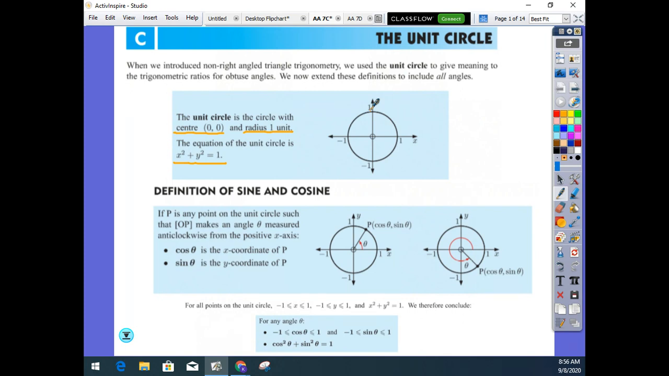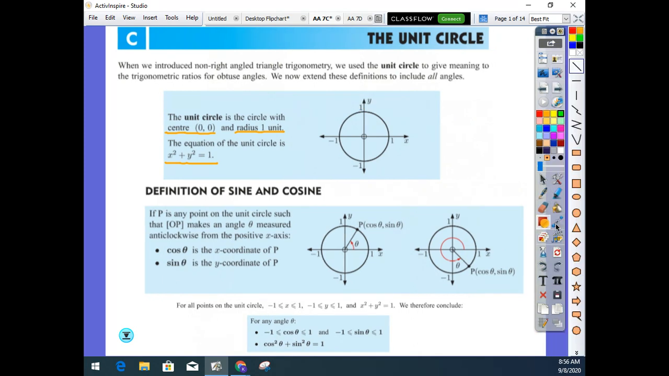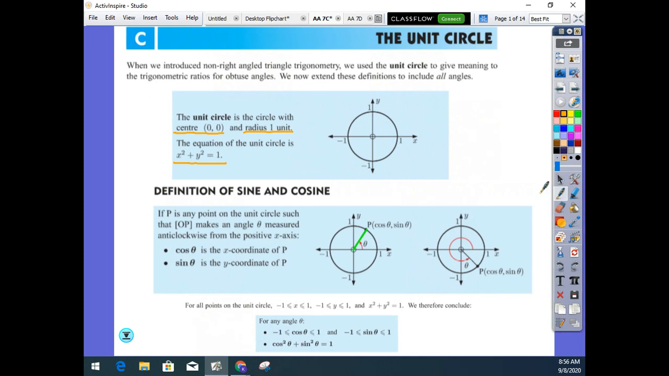So we can actually find points all along the circle, all the way around the circle, by using sine and cosine. If I know what this angle is here, if I take cosine of that angle, it will always tell me the x coordinate. If I take sine of this angle, it will always tell me the y coordinate. So, big idea here: cosine of theta is the x, sine of theta is the y, no matter where it is on the circle.